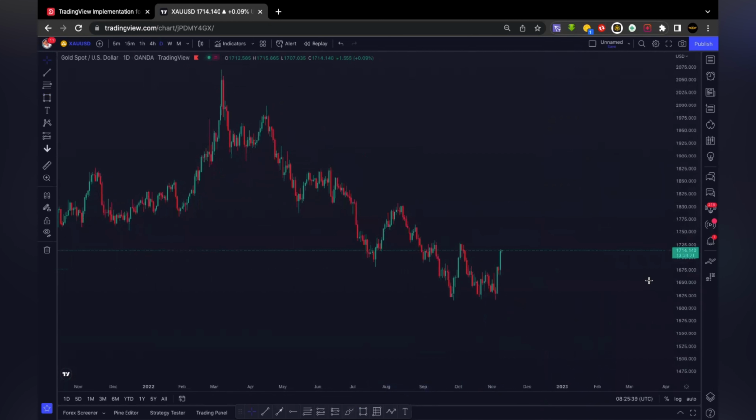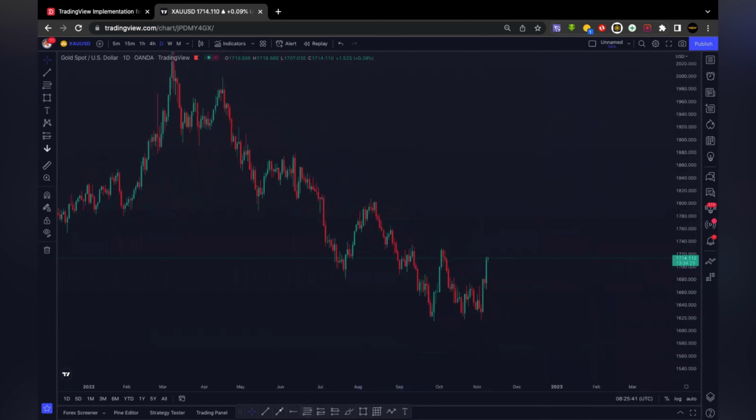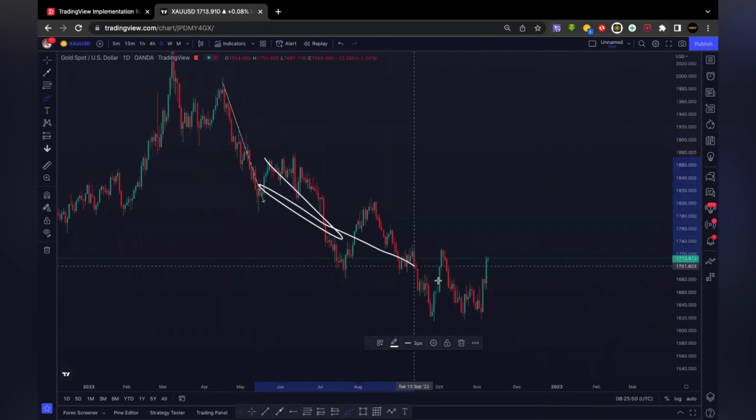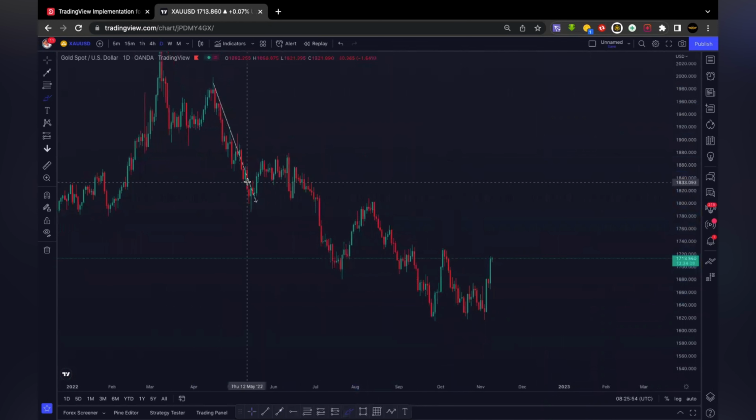But for me, I have this as an impulse. Then I have the whole of this place as a correction. You see the market is going back and forth here, creating lower highs and lower lows. That is why I have that as a pattern, because I know my trend line can suit in whenever there are swing highs and swing lows.